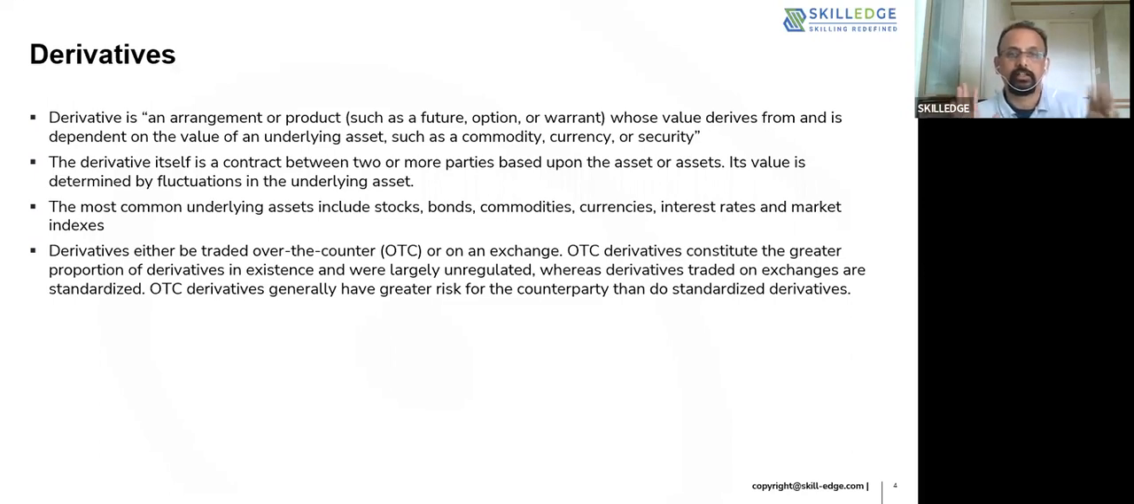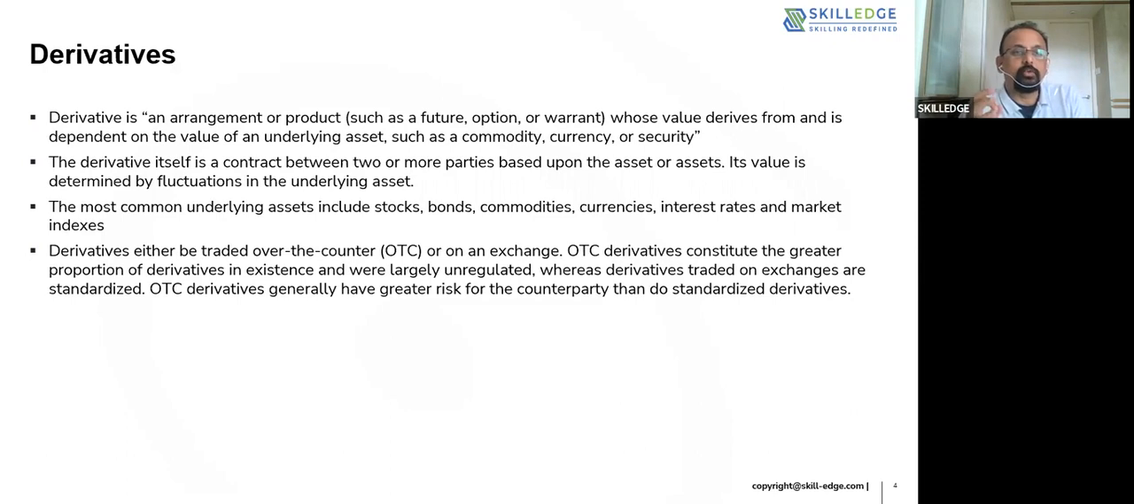Derivatives can be traded in two markets. Like equities, like bonds. Equities are mostly traded on the exchanges, but bonds are traded OTC. Currencies are traded OTC between two parties, over the counter between two parties. And like that, derivatives can also be traded on the exchanges or they could be traded over the counter.